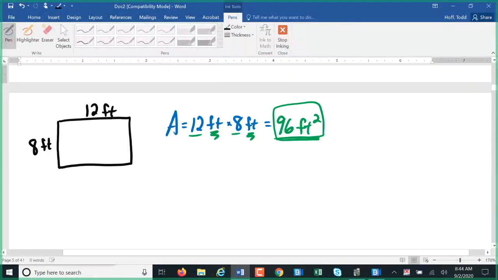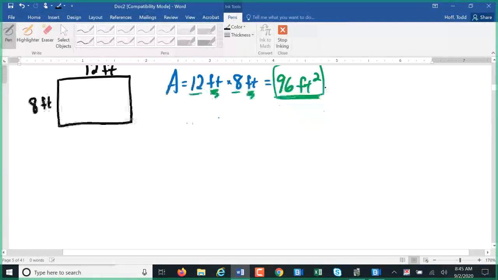Now there's a lot of cool things you can do with this. This rectangle can be cut in half. But not the way you'd think. We can cut it like this as a right triangle.